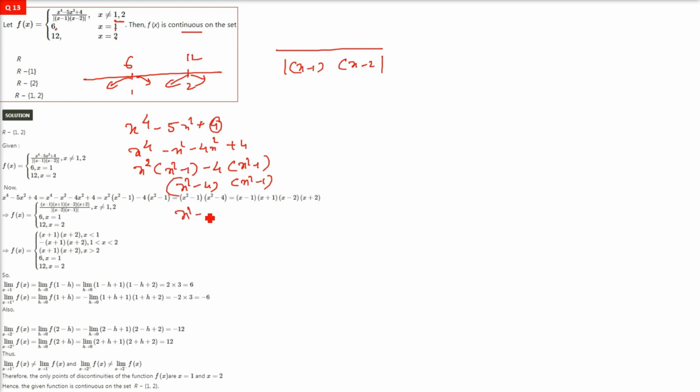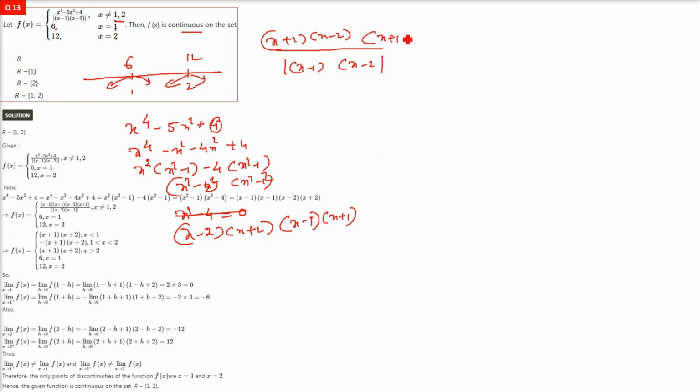x square minus 2 square is a minus b, a plus b, so you get x minus 2 into x plus 2. In x square minus 1 square, it will be x minus 1, x plus 1. Again, we are using the a square minus b square formula. So this will be in the numerator: x minus 2, x plus 2, x minus 1, x plus 1.